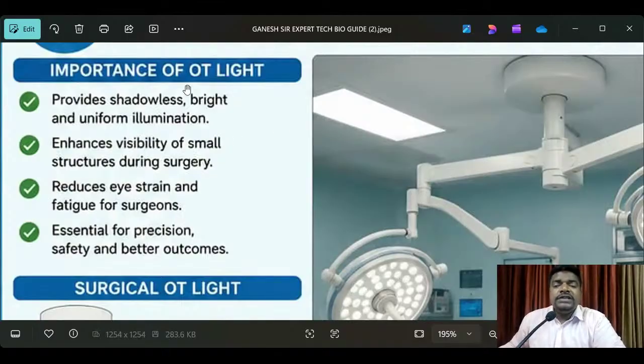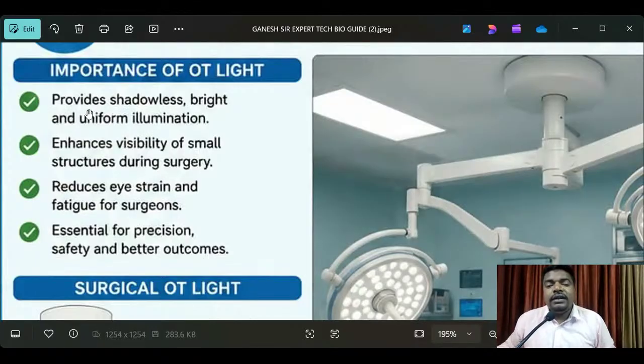Importance: it provides shadowless, bright, and uniform illumination. You can underline this, because providing shadowless light is very important. That's why this OT light is special. What if you use another light? That is not recommended, because shadows will come. With normal domestic lights or normal fluorescent lights, shadows will come, and then it is not possible to perform surgical procedures, so the doctor gets difficulty.